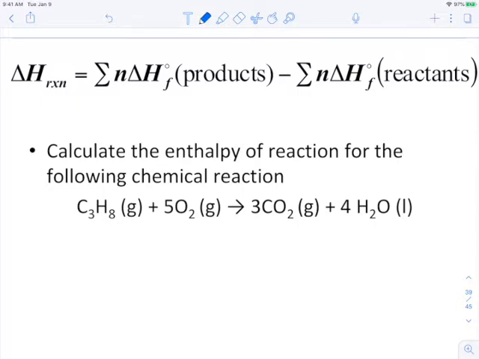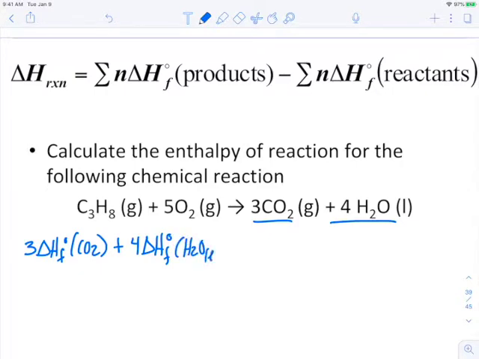All right, so I'm going to do products minus reactants. So I'm going to start with the CO2, and I'm going to say 3 times delta H of formation for CO2 plus 4 times delta H of formation for H2O as a liquid.